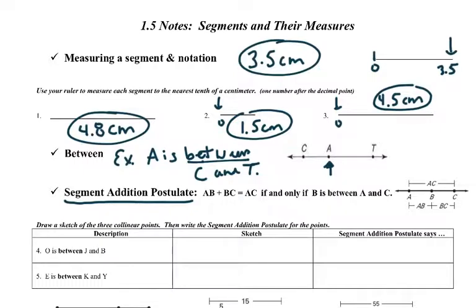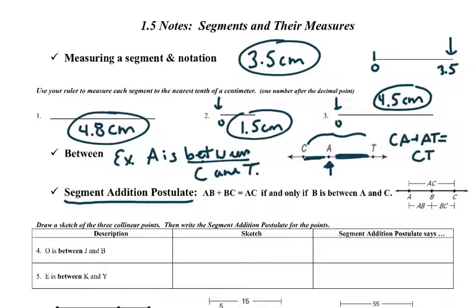And so that's going to mean that if we added up this segment here plus this segment here, that it's going to equal the big segment. Or I would say like CA plus AT equals CT. And that's called a segment addition postulate.